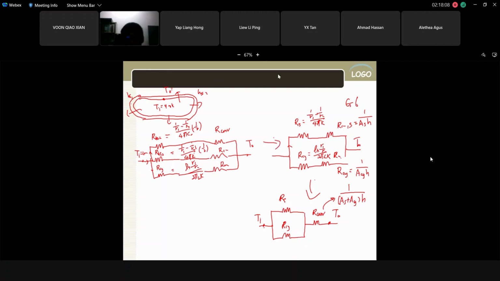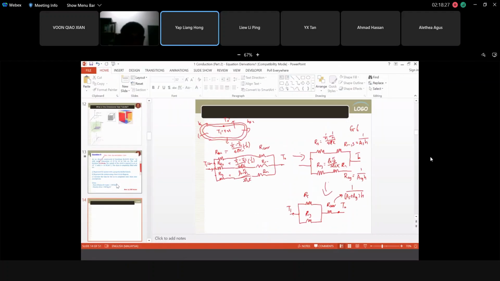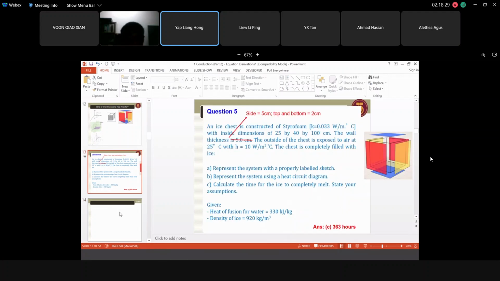For the ice chest, I have one last question, doctor. Okay, what's the question? Actually, when I'm doing this R for the surface, I don't really understand why we should use the inner area, not the outer area?